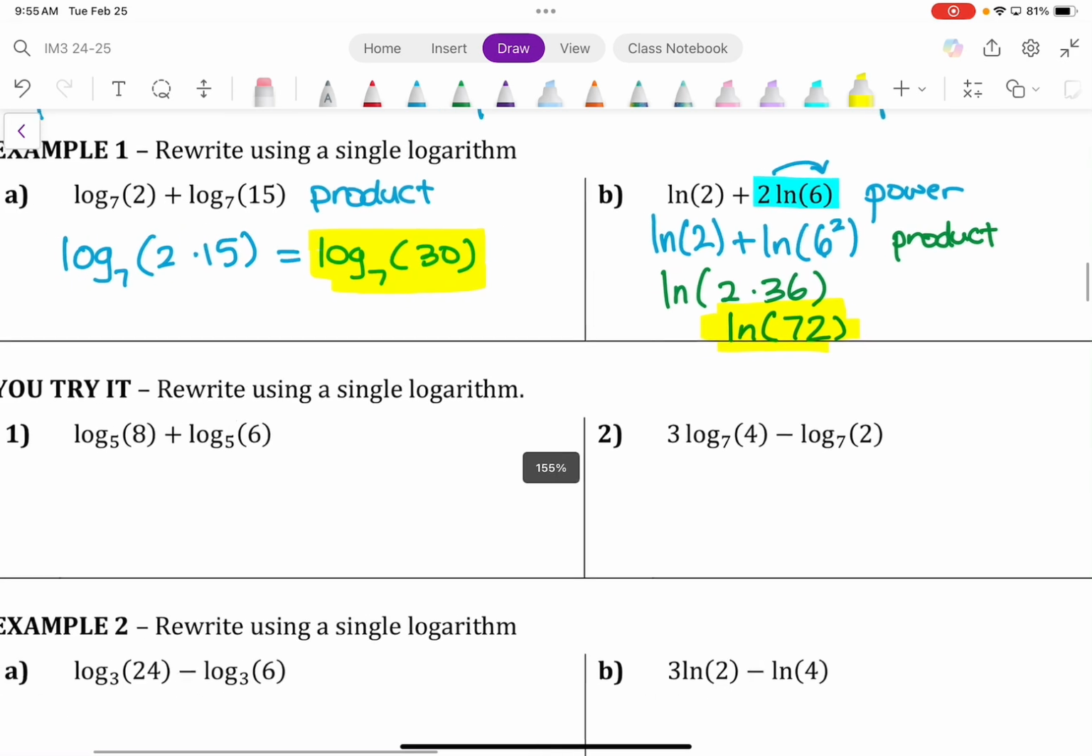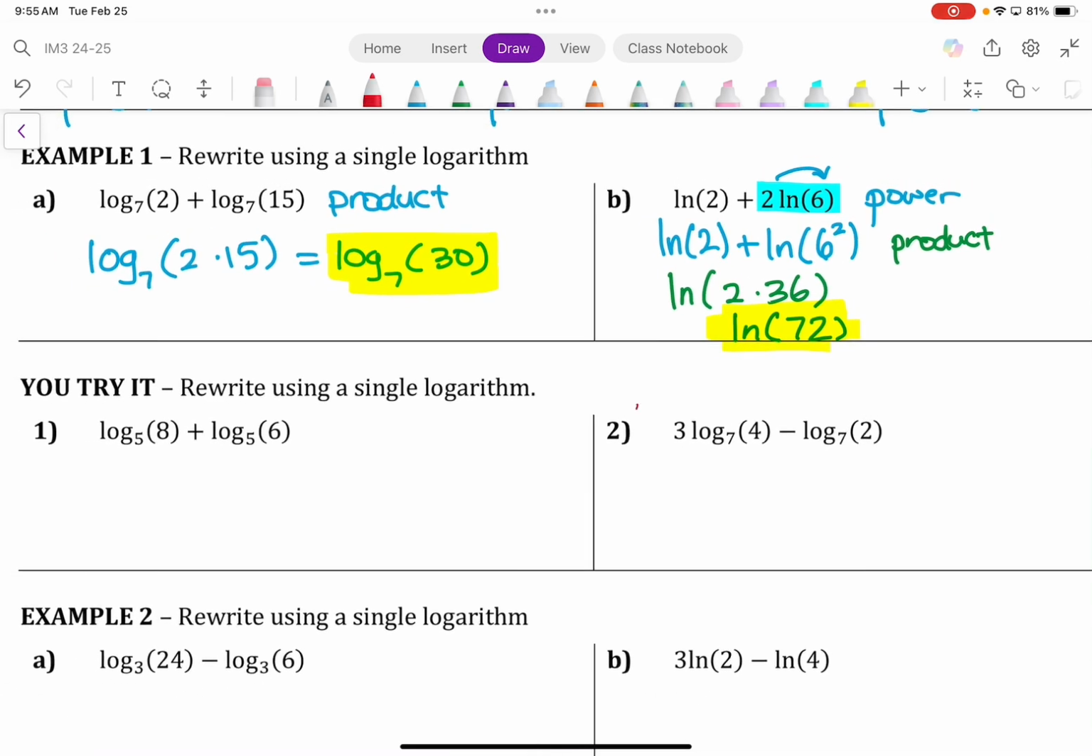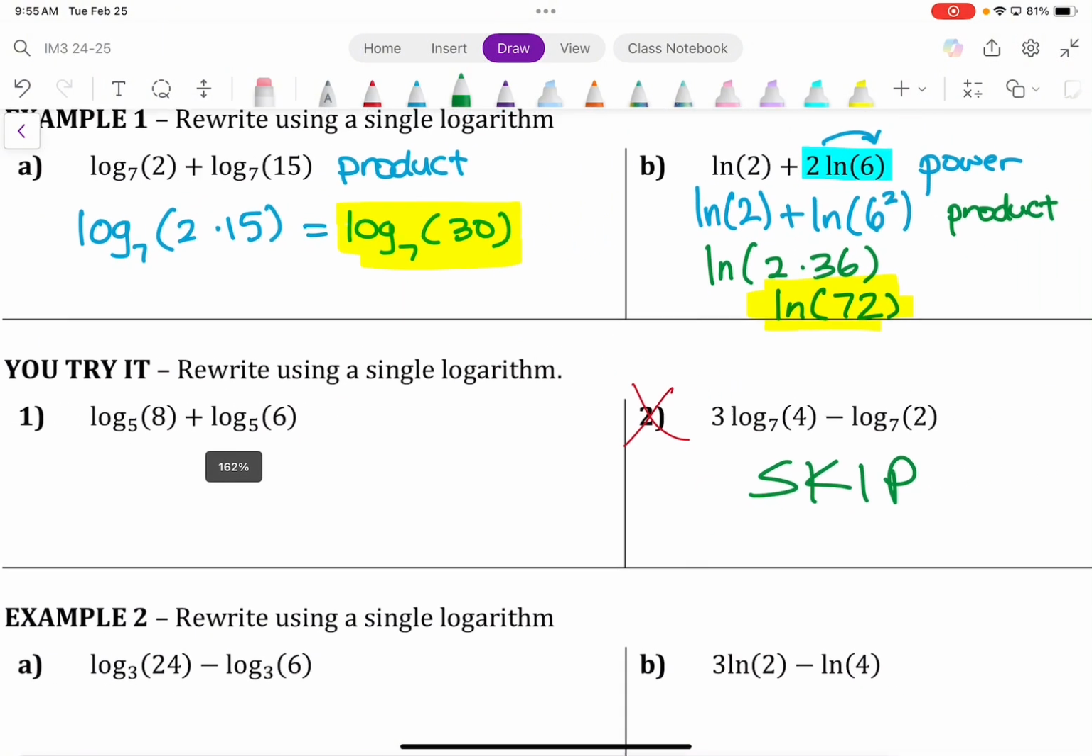All right. You're going to try only number 1. I don't want you to try out number 2 yet. We're actually going to skip that one for now because it shows up again later. So skip the second one. Just try the first one. Let's see what you can do.